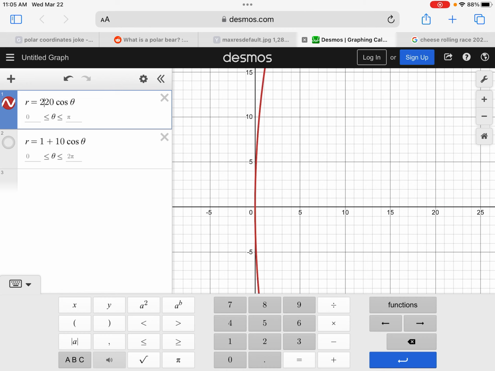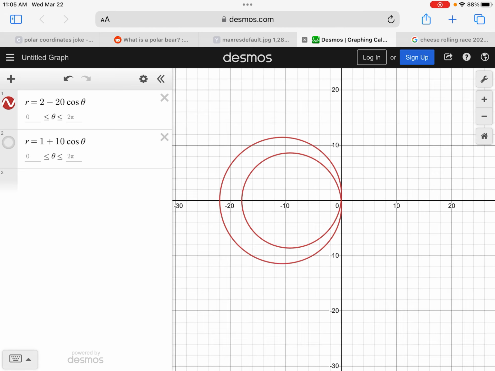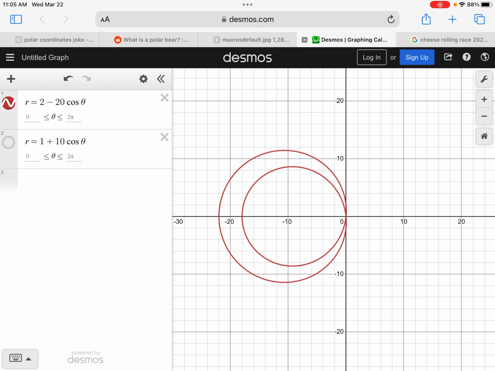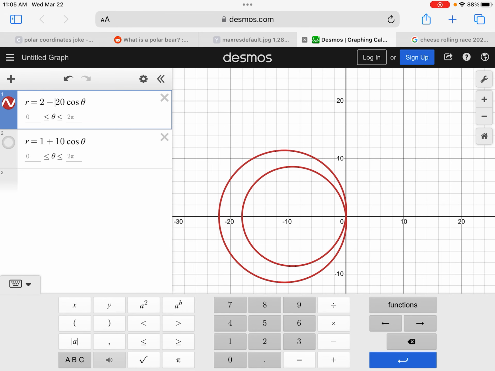You guys can play with making this negative. Maybe it flips around there. You can play with making this also negative. You can think about whether that does anything.